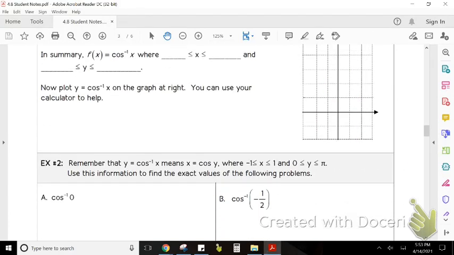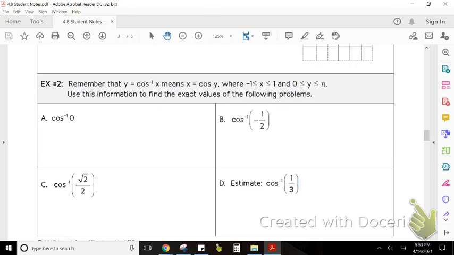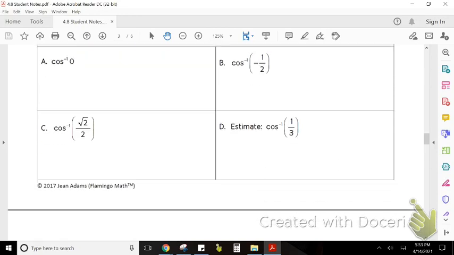Alright, so let's use this. So same directions as before, just remember the inverse cosine is negative 1 to 1, and it's from 0 to pi. Also remember that y equals inverse cosine of x means that x is equal to cosine of y. Alright, so A wants us to find the inverse cosine of 0. When you're doing an inverse, you're always looking for an angle, so let's set it equal to theta, which is taking the inverse of the inverse to take us back to the original. And so we got cosine of theta is equal to 0.